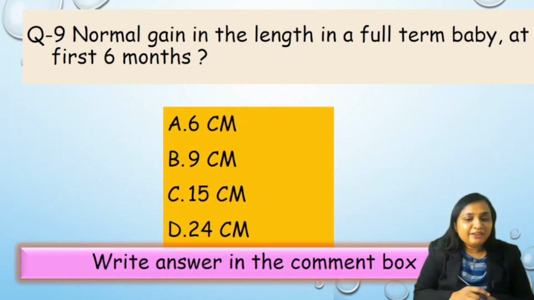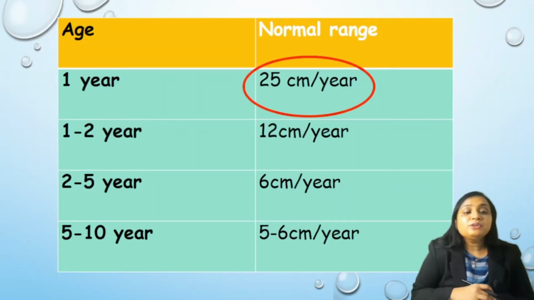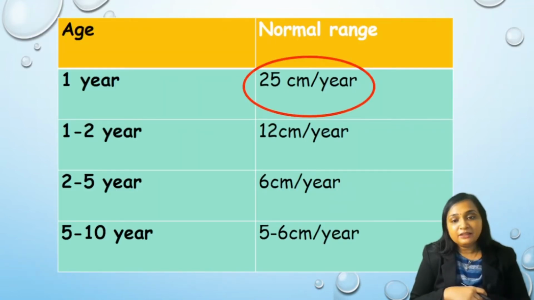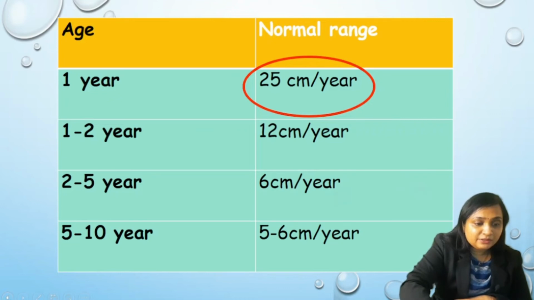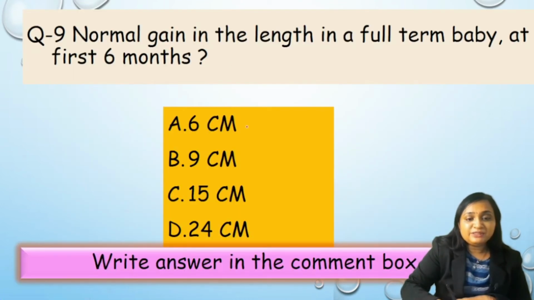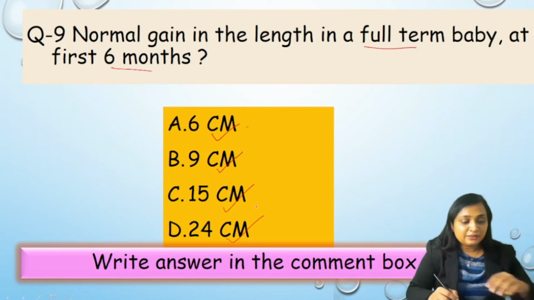Now again trivia time. Question number 9. Normal gain in the length in a full term baby in the first 6 months. Please remember, it is the first 6 months, not 3 months. Your options are: A, 6 centimeter; B, 9 centimeter; C, 15; or D, 24.